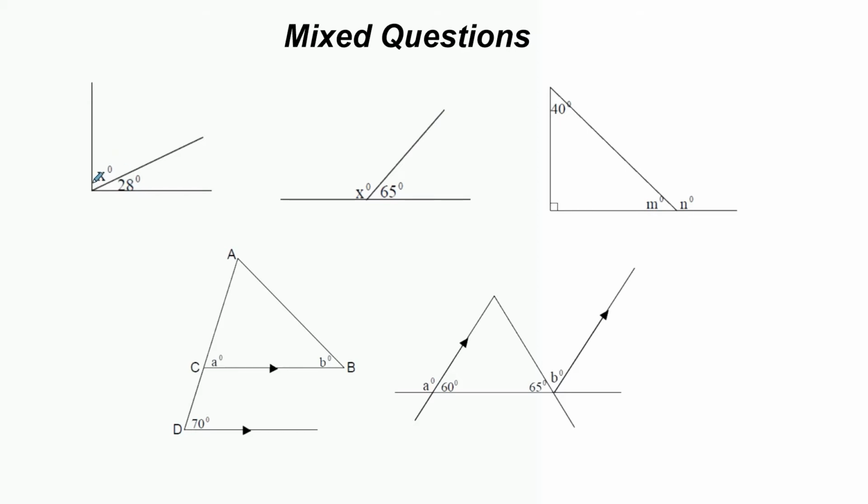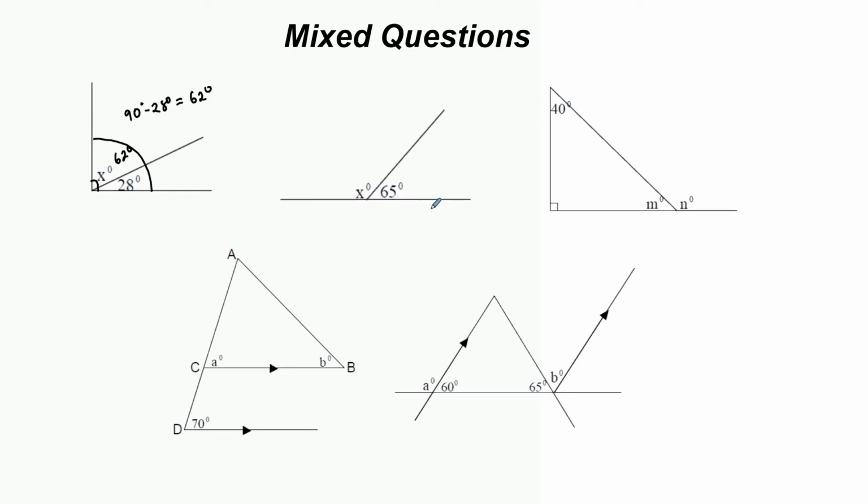First one, we've got a right angle. Okay, perfect right angle. And this means it's 90 degrees. The missing angle would be 90 take away 28 degrees. That's 62 degrees. Okay, so 62 add 28 is 90 degrees overall. And that's your right angle.